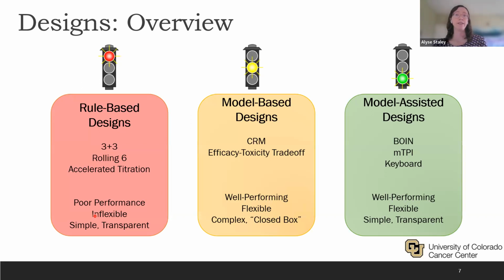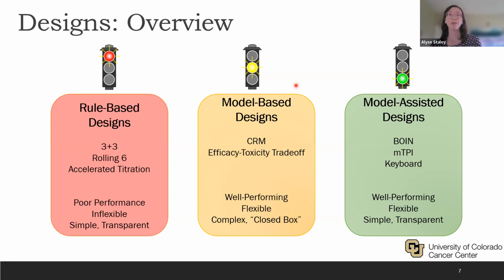There are three main categories of phase 1 clinical trial designs. First, there are rule-based designs, including the commonly used 3+3 design. As I will talk about shortly, the 3+3 design is straightforward to implement, but it performs pretty poorly. And so it's generally not recommended, although it is still commonly used.